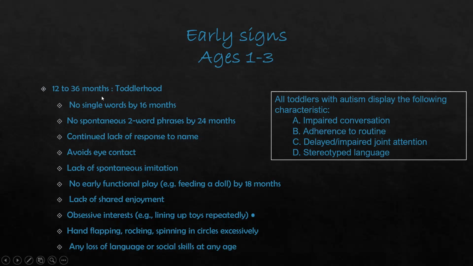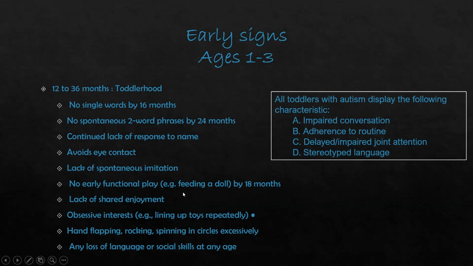All of the early signs for 12 to 36 months. No single words by 16 months. We do not see them developing 2-word phrases at age 2. There's a continued lack of response to their name. They actually avoid eye contact, and they have lack of imitation. When you make a silly face, they do not imitate it.